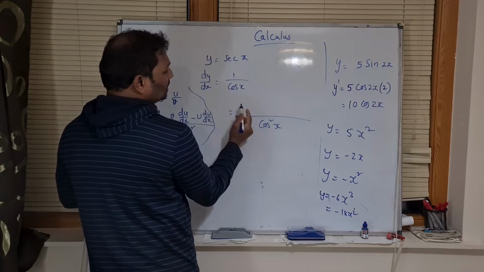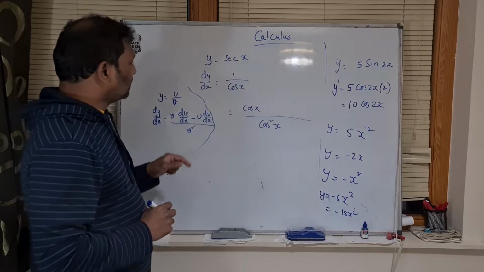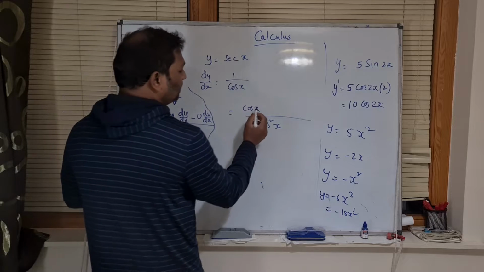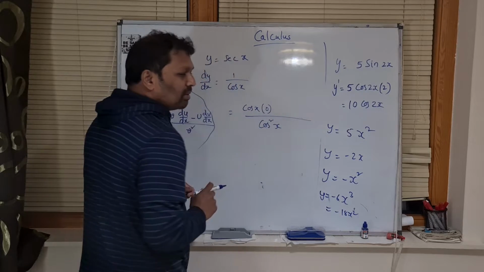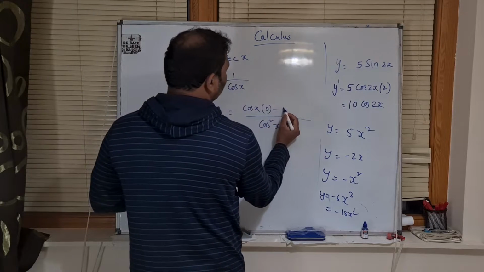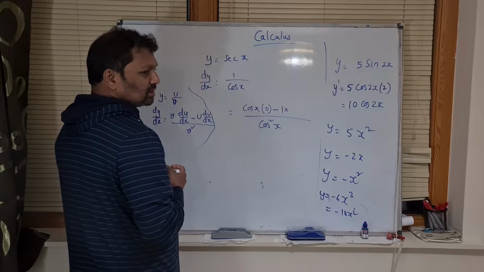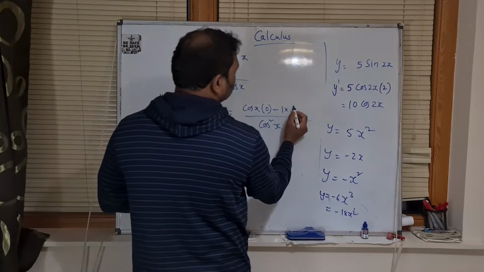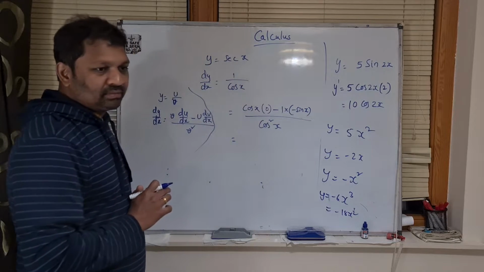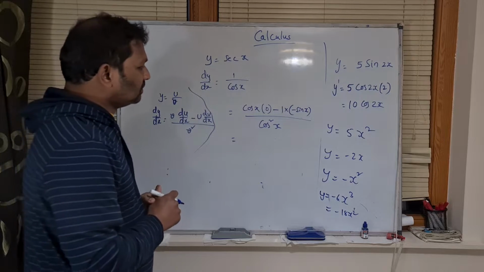Now, what is the formula here? Cos x times the differentiation of 1. Sorry, the differentiation of any constant is 0. So that will be 0 minus 1 times the differentiation of cos x, which is minus sin x. Minus sin x. Now how can we further simplify? Next is 0. Is it 0?